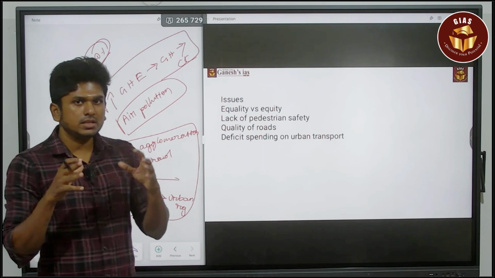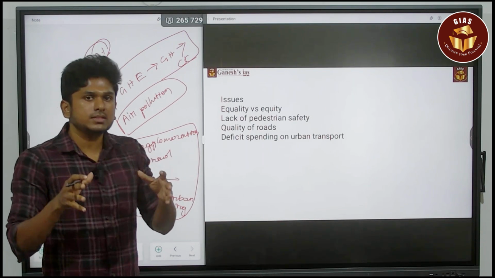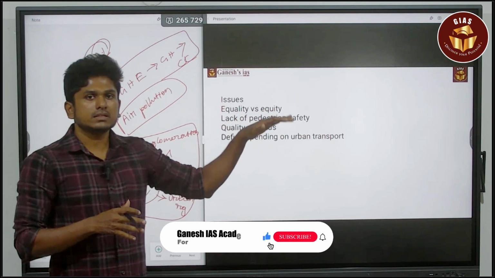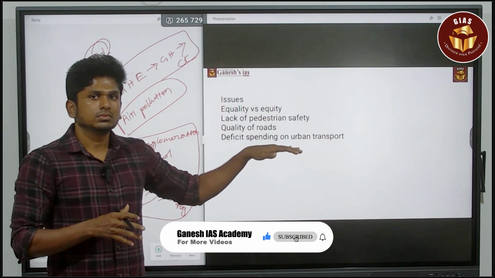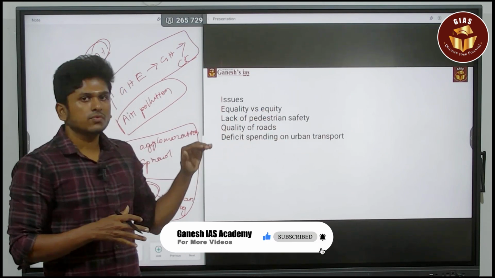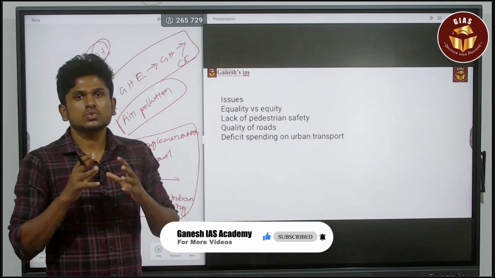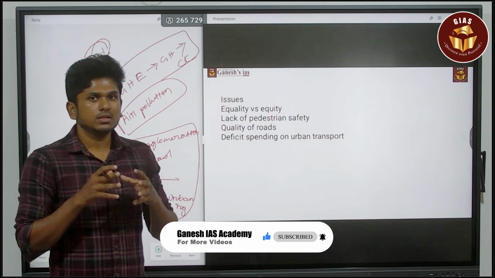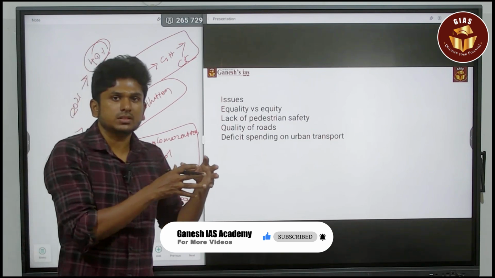The major thing here is you have to give a balanced answer. If you are giving 4 issues, you have to give 4 suggestions also. If you are giving 4 issues but only 2 suggestions, it is not a balanced answer, because you identified what the major issues are.